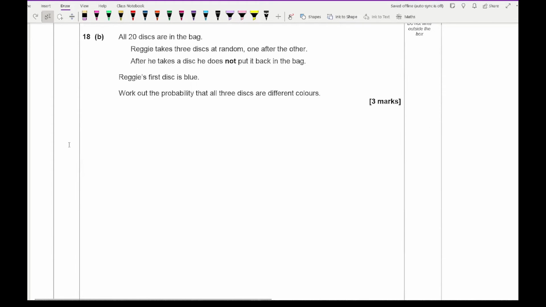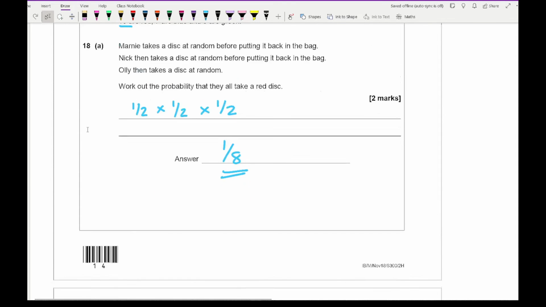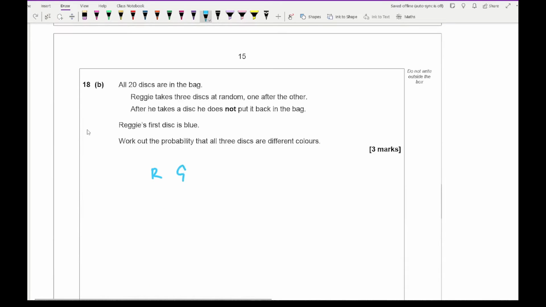The next question then says that all 20 discs are in a bag. Reggie takes 3 discs at random, one after the other. After he takes one disc, he does not put it back in the bag, so it's without replacement. And Reggie's first disc is blue. Work out the probability that all 3 discs are different colours. So in terms of this one, you know that is blue, so his next 2 picks are either going to be red and what's the other colour? Green. So we want red then green, or green then red.